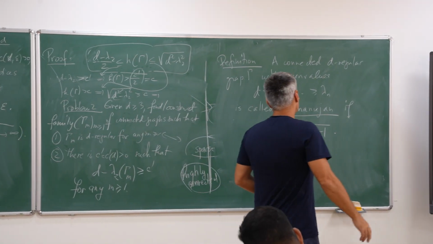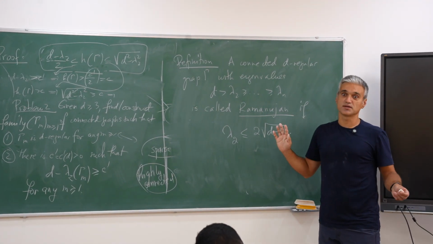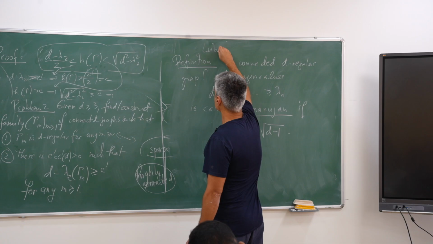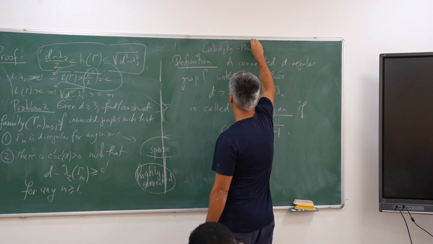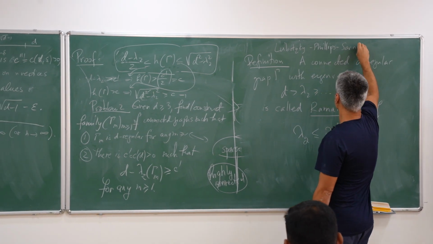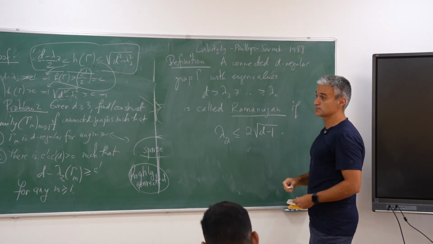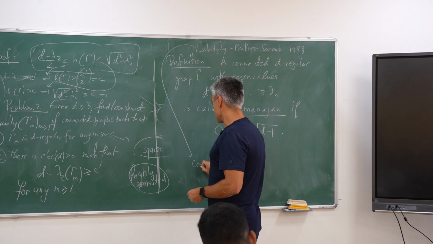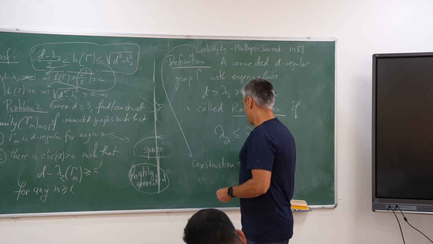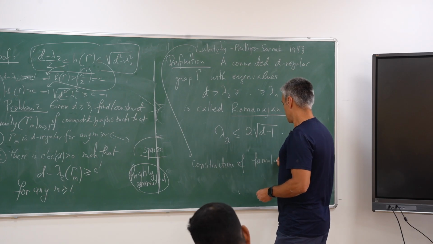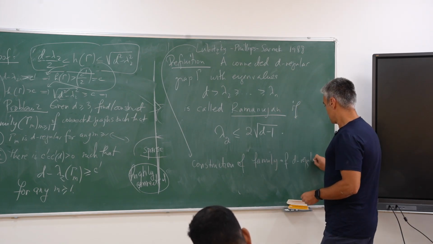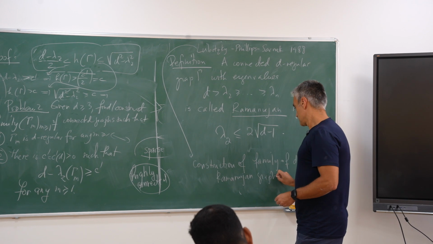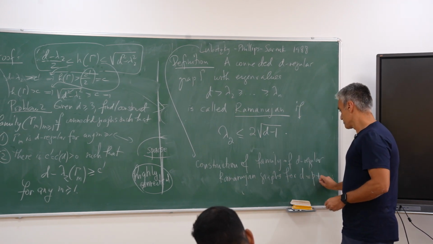Now, Ramanujan, as you all know, did many things. This is not his definition. This was a definition that was introduced in a paper by Lubotzky, Phillips, and Sarnak. They have a paper called Ramanujan Graphs in 1988 in Combinatorica. And the reason is that in the same paper, they give a construction of a family of d-regular Ramanujan graphs for d equals p plus 1, p prime.